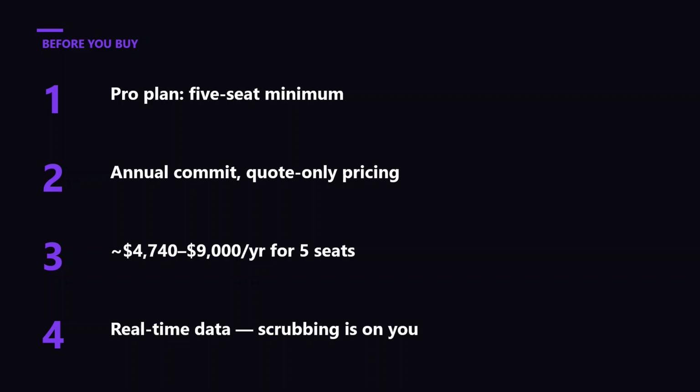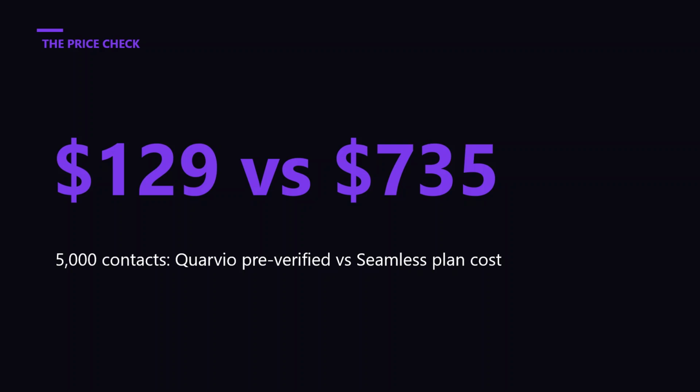Fourth, and the one that actually matters for cold email, the data itself is real-time search output, not a pre-verified export, so scrubbing every batch before you send is a cost you carry on top of the license, not something the license already covers. So we ran the number the way we run every number on this channel: dollars per 5,000 contacts, landed and genuinely usable. Quarvio priced out at $129, one time, pre-verified before delivery, credits valid for 12 months. Pulling a comparable 5,000 contact volume through Seamless's plan structure came out around $735 for the same volume, more than 5 times the cost for data that still needs scrubbing afterward.